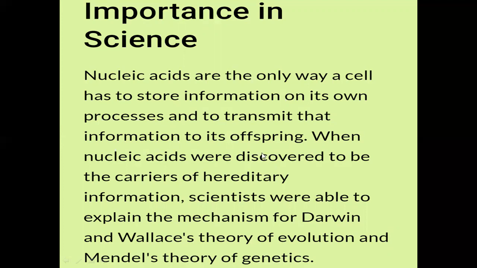And when nucleic acids were discovered to be the carrier of hereditary information, scientists were able to explain the mechanism for Darwin and Wallace's theory of evolution and Mendel's theory of genetics. So the discovery of DNA and RNA became helpful for scientists to explain those theories which are related to the evolution of human beings or living organisms on the earth.